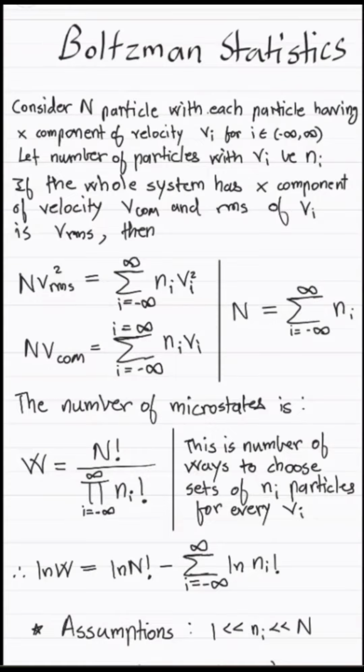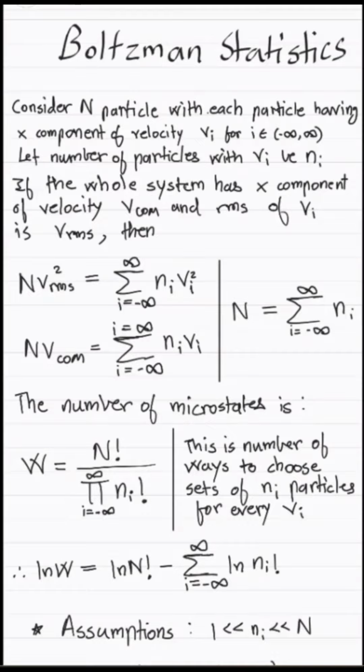Anyway, let the number of particles with vi be small ni. So vi is a certain velocity, and then for that velocity you have small ni particles. We are till now dealing with a discrete distribution, so we don't have a range for our velocity. Instead, we have discrete velocities, just an infinite number of them. So the number of particles with vi is ni, and the summation of small ni is equal to capital N, the total number of particles.